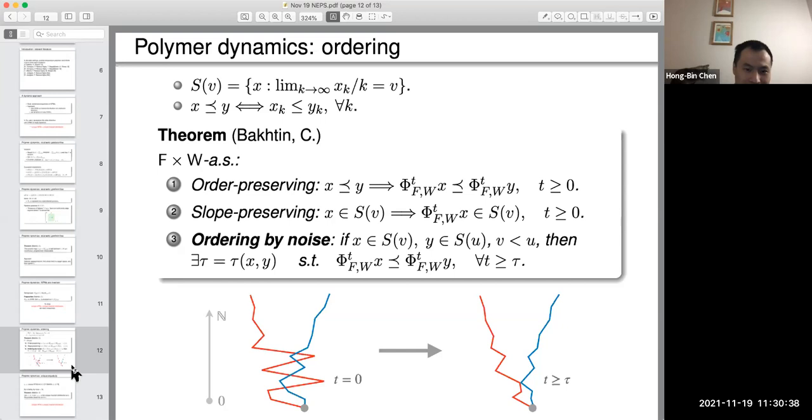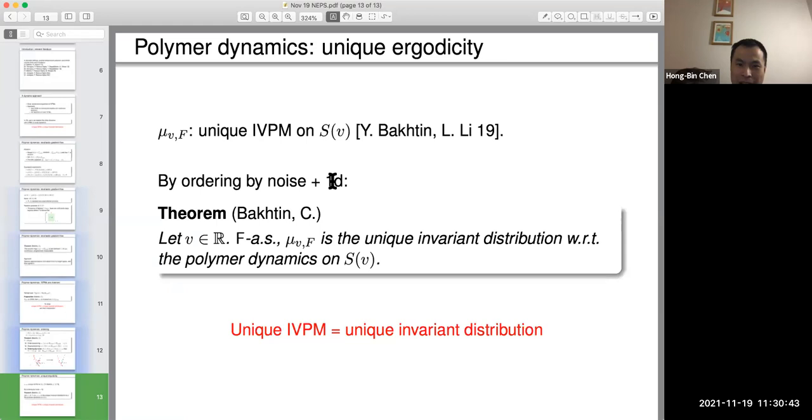So using this ordering by noise property, plus the 1D nature of the model, 1D meaning the one dimensional space, we can actually squeeze everything and make them ordered. Using this intuition, we can prove that for each slope, the infinite volume polymer measure is the unique invariant distribution with respect to the polymer dynamics. And that concludes the slogan: a unique infinite volume polymer measure is in one-to-one correspondence with a unique invariant distribution of the dynamics.